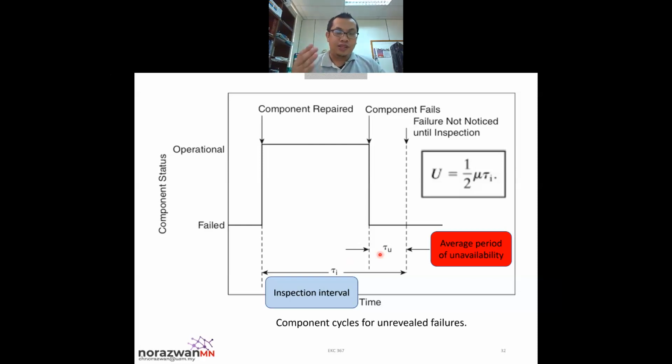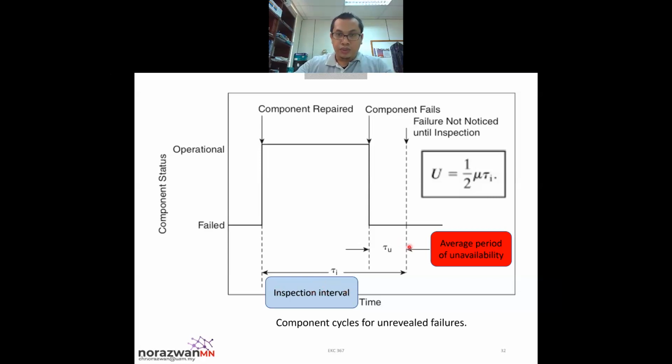From once the component has been repaired, or it can be in operation, until you notice that the component is failed. This is tau I, the inspection interval, or duration for interval.